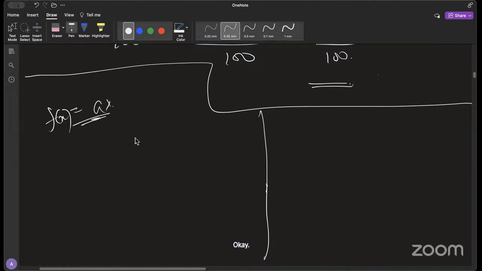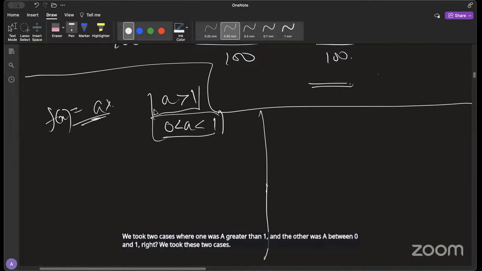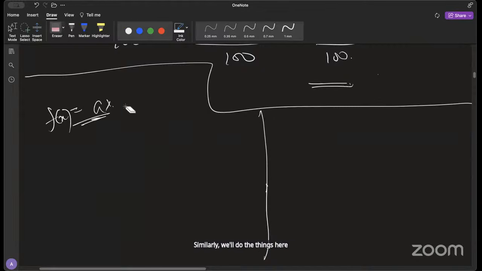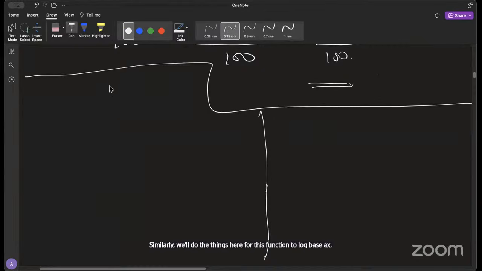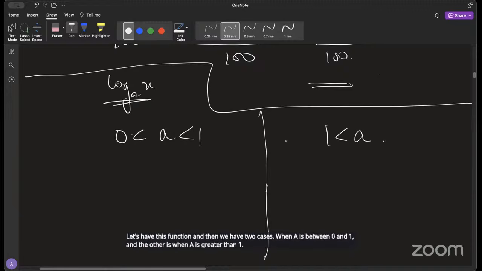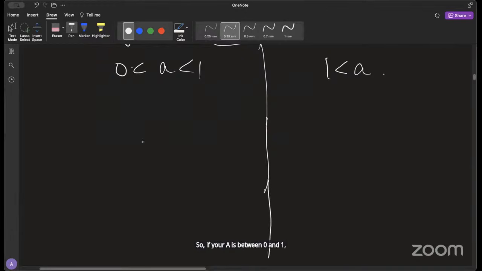So when we did this one, we took two cases where one was a greater than 1 and the other was a between 0 and 1, right? We took these two cases. Similarly, we'll do the same here for this function too, log base a of x. We have two cases: when a is between 0 and 1, and the other is when a is greater than 1. So if your a is between 0 and 1, your function looks like this.